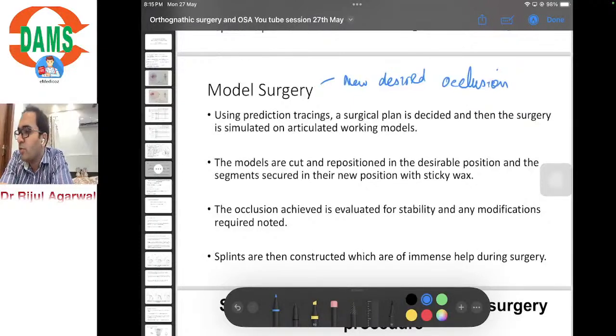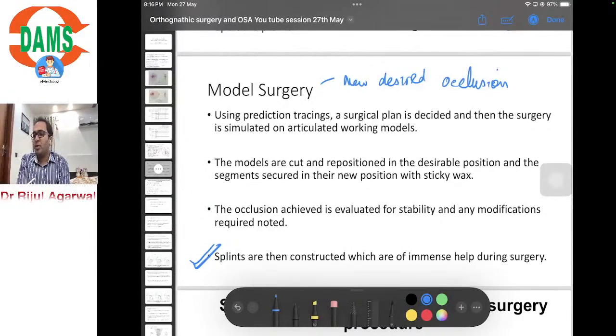So what is the need to do this model surgery now? By doing that surgery on the lateral cephalogram, we have already seen what the profile will be. So model surgery is done to construct splints. So what are splints? I'll try to explain it here.